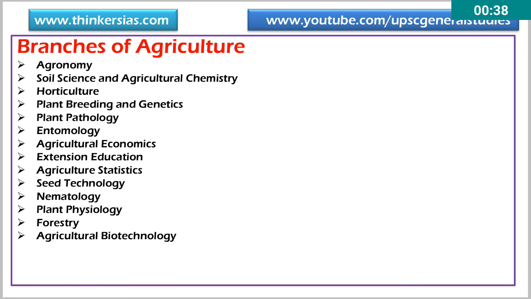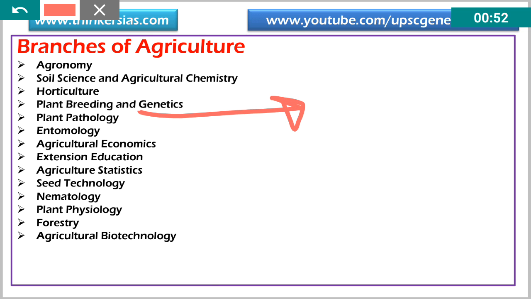So there are different branches of agriculture. Agriculture is divided into different branches for convenience. These include agronomy, soil science and agriculture chemistry, horticulture, plant breeding, plant pathology which deals with plant diseases, entomology which deals with insects, agriculture insects. It may be both beneficial and harmful insects. Beneficial insects control the pests and diseases through natural predation, and harmful insects cause damage to the crops. So that is insect pest.